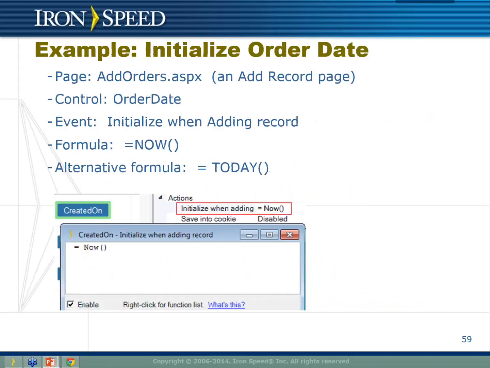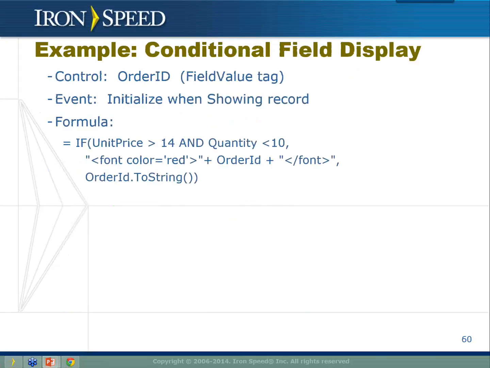This is an example of what we just mentioned, where somebody wanted to do some auditing fields. You can say when adding a record, you want to put today's date or now, date and time, things like that. Another common example is conditional field display. If you want something to be red if the unit price is greater than 14 and quantity is less than 10, then we'll just output some HTML code to make the field red.